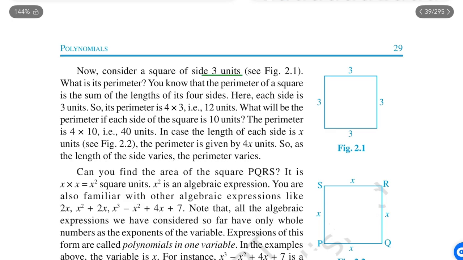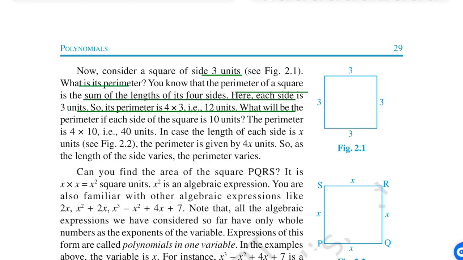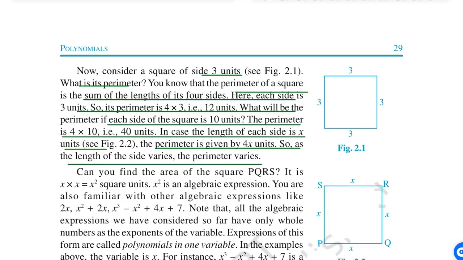Now consider a square of side 3 units. What is its perimeter? You know that the perimeter of a square is the sum of the lengths of its 4 sides. Here each side is 3 units, so its perimeter is 4 × 3, that means 12 units. What will be the perimeter if each side of the square is 10 units? The perimeter is 4 × 10, that is 40 units. In case the length of each side is x units, the perimeter is given by 4x units. So as the length of the side varies, the perimeter varies.